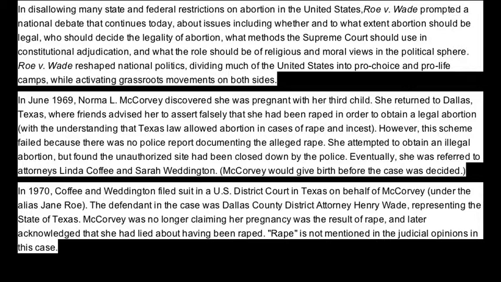Eventually, she was referred to attorneys Linda Coffey and Sarah Weddington. McCorvey would give birth before the court case was decided. In 1970, Coffey and Weddington filed suit in a U.S. District Court in Texas on behalf of McCorvey under the alias of Jane Roe. The defendant in this case was the Dallas County District Attorney Henry Wade, representing the state of Texas. McCorvey was no longer claiming her pregnancy was the result of rape, and later acknowledged that she had lied about having been raped. Rape is not mentioned in the judicial opinions in this case.